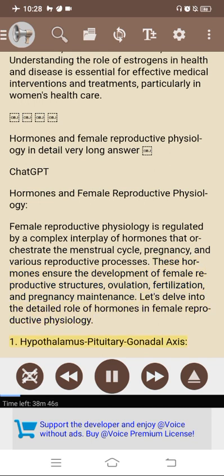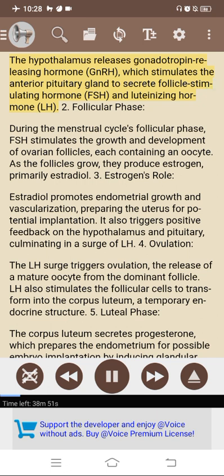1. Hypothalamus pituitary gonadal axis. The hypothalamus releases gonadotropin-releasing hormone (GnRH), which stimulates the anterior pituitary gland to secrete follicle-stimulating hormone (FSH) and luteinizing hormone (LH). 2. Follicular phase. During the menstrual cycle's follicular phase, FSH stimulates the growth and development of ovarian follicles, each containing an oocyte. As the follicles grow, they produce estrogen, primarily estradiol. 3. Estrogen's role. Estradiol promotes endometrial growth and vascularization, preparing the uterus for potential implantation.